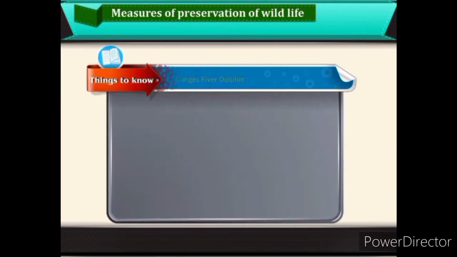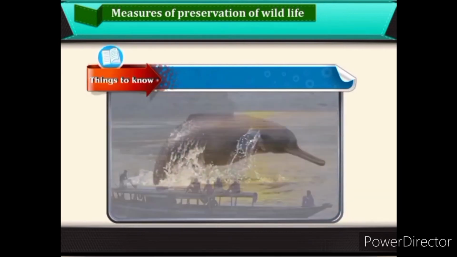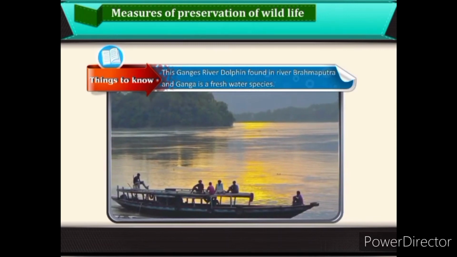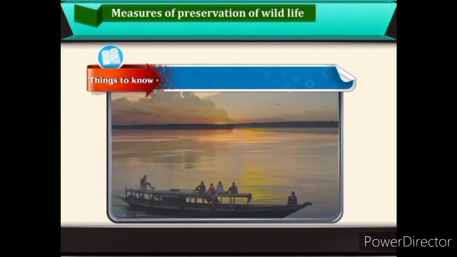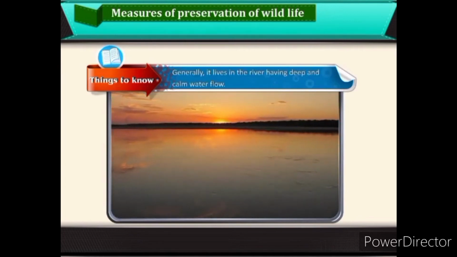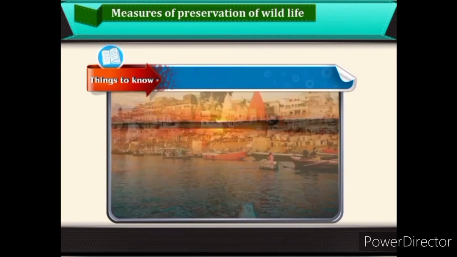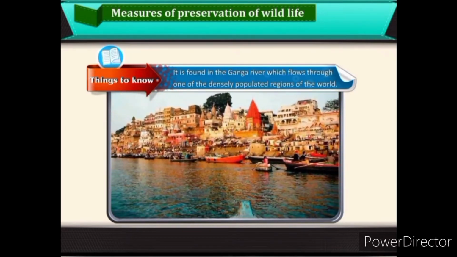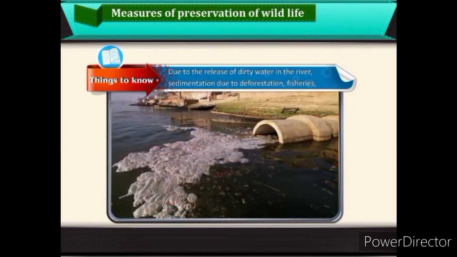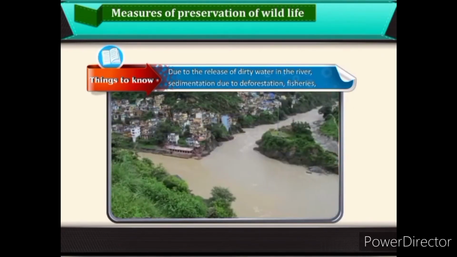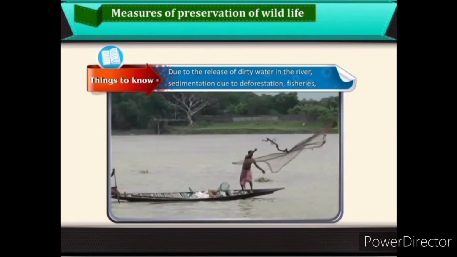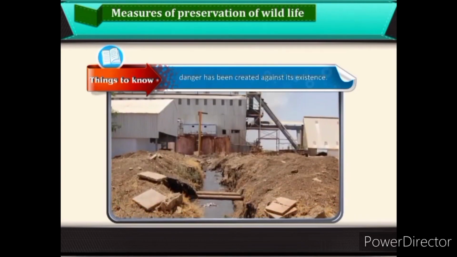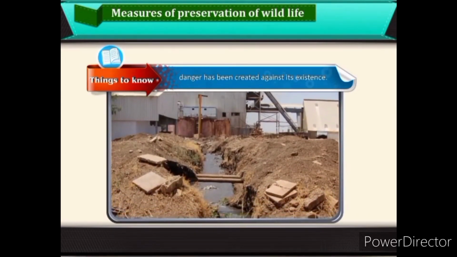Things to know. Ganges river dolphin. This Ganges river dolphin, found in the Brahmaputra and Ganga rivers, is a freshwater species. Generally, it lives in rivers having deep and calm water flow. It is found in the Ganga river, which flows through one of the densely populated regions of the world. Due to the release of dirty water in the river, sedimentation due to deforestation, fisheries, navigation in the river, industrial waste, etc., danger has been created against its existence.